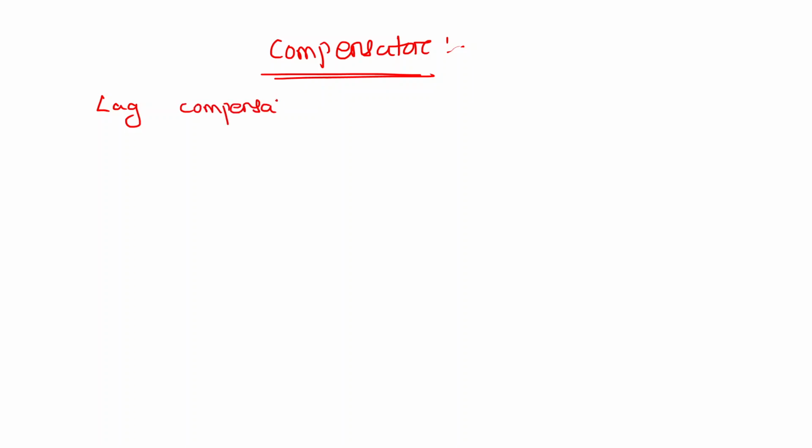Let me deal with a new chapter. This is just a compensator topic, because we have to deal with the types of filters now. Which type of filter is a PI controller, which type of filter is a PD controller? To solve this type of question, there are basically two types of compensator. One is the lag compensator, another one is the lead compensator.